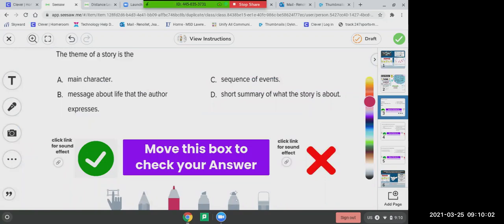Go to slide number 3. Here we're going to check our knowledge about theme. Slide number 3 says the theme of a story is A, the main character, B, the messages about life that the author express, C, the sequence of events, or D, a short summary of what the story is about. I want you to circle which one shows what the theme is.